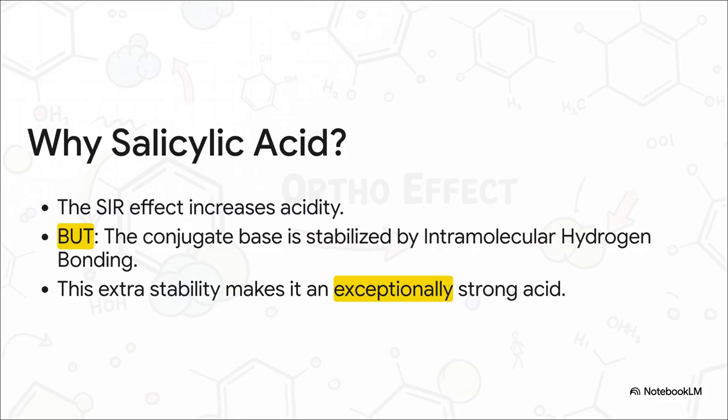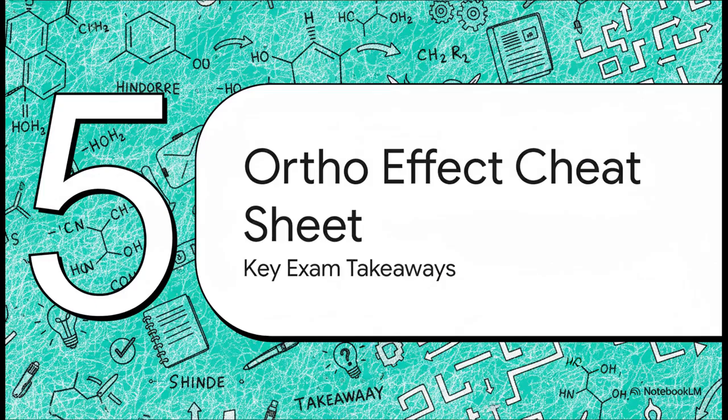After the acid loses its proton, it forms that negative conjugate base, and that negative charge is perfectly stabilized by a hydrogen bond from its neighbor, the OH group. Think of it like a built-in safety net. This extra stability makes it incredibly easy for the molecule to give up its proton, making it a truly, exceptionally strong acid.